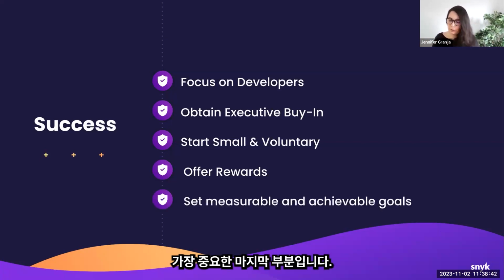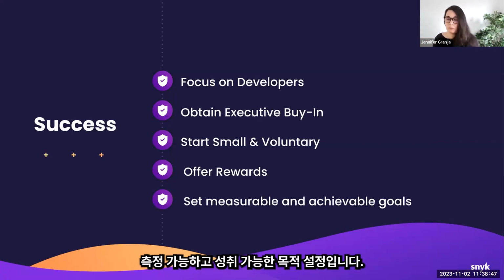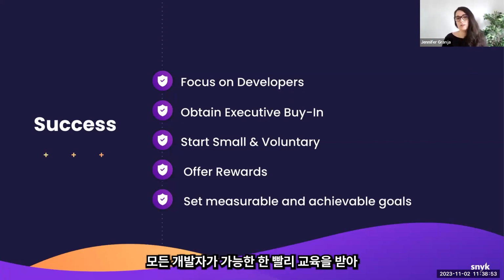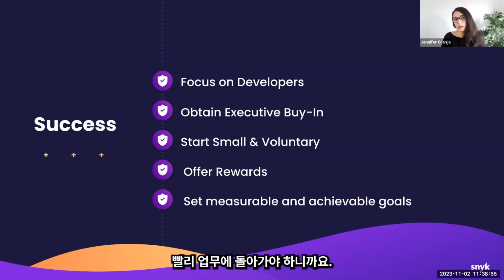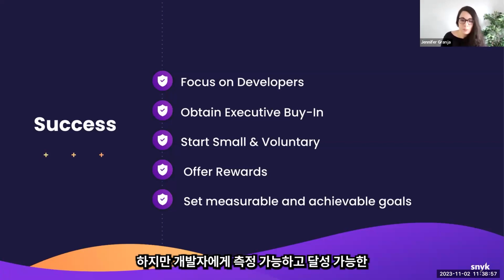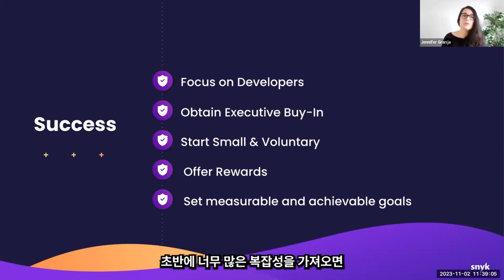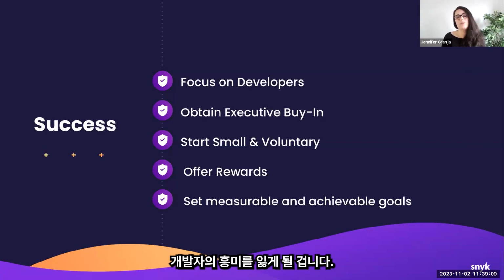And the last part, which is the most important, set measurable and achievable goals. I know that you may be in a hurry to set up all this education to make sure all your developers are trained as soon as possible because you want to get your ROI back. But it is important not to lose this momentum and to keep measurable and achievable goals for the developer, because if you bring too much complexity at the beginning, this is when you will lose the interest of the developer.